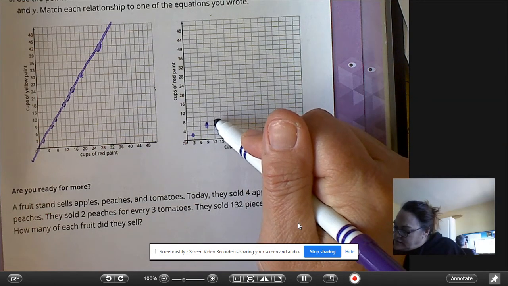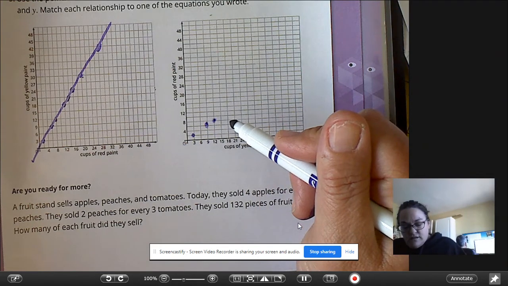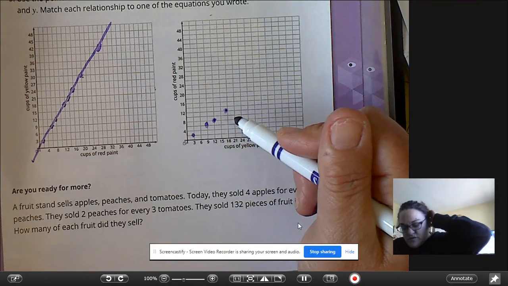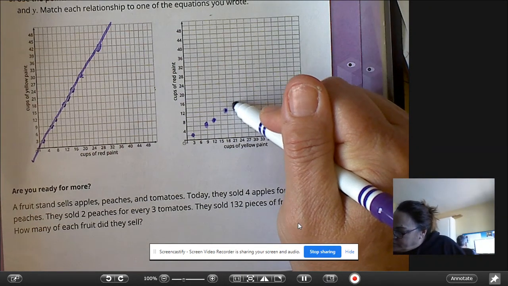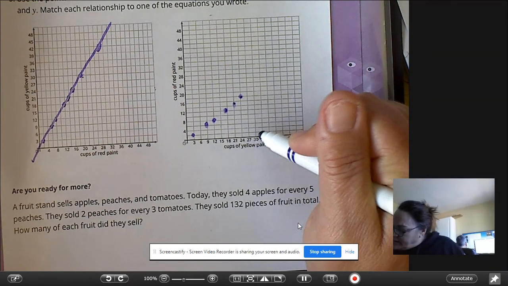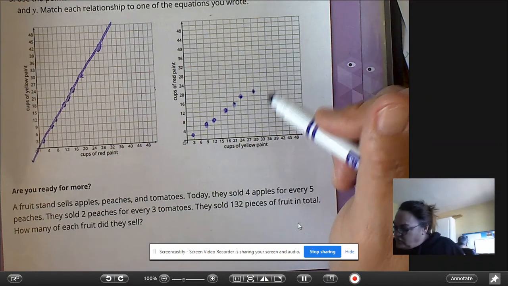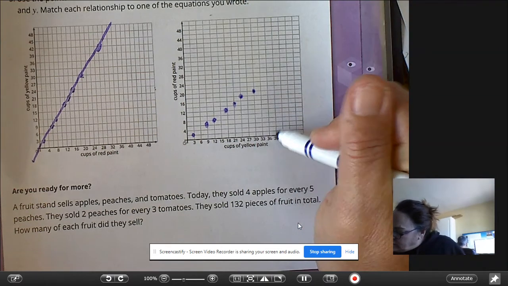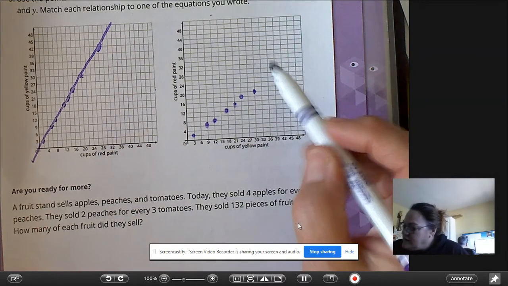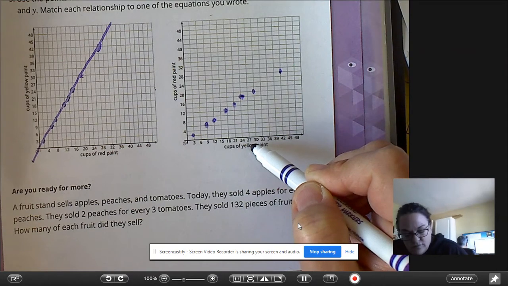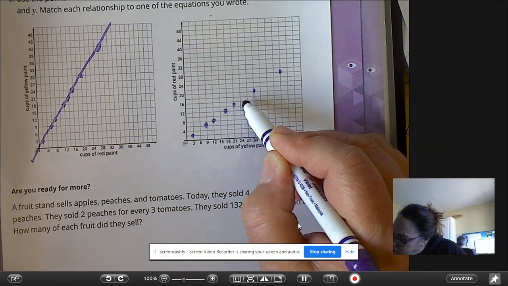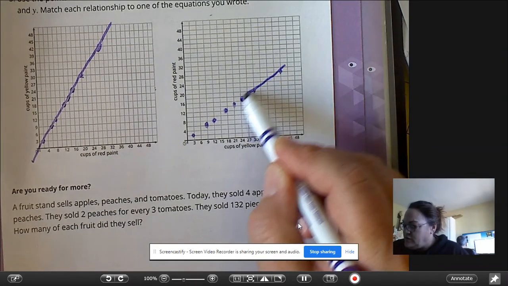12 to 8, 18 to 12, 21 to 14, 24 to 16, 30 to 20, and 42 to 28. There. Okay. And 24. Oops, that's a little high. So this one's there. 24 to 16 should be there. Okay. So you can connect that.